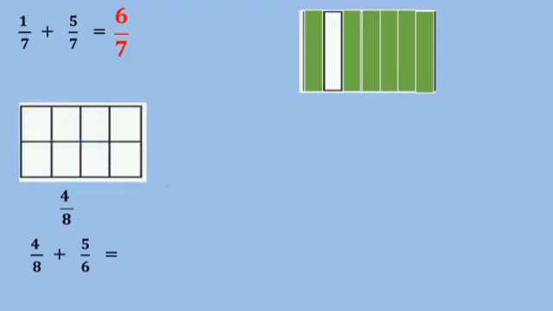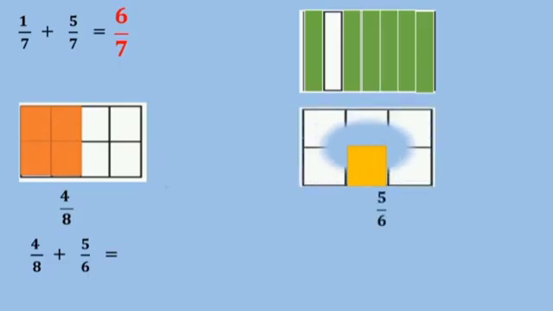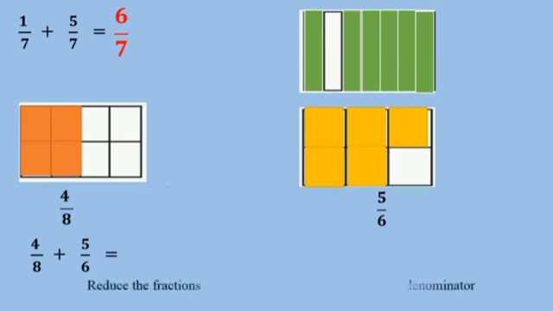So let's suppose we have a chocolate bar cut into 8 pieces. We have to take 4 pieces from the total of 8 pieces. This is the first fraction, and for the second fraction we suppose that we have a chocolate bar cut into 6 pieces. We have to take 5 pieces. As long as the denominators are not equal, we cannot add them until we make them have the same denominator.